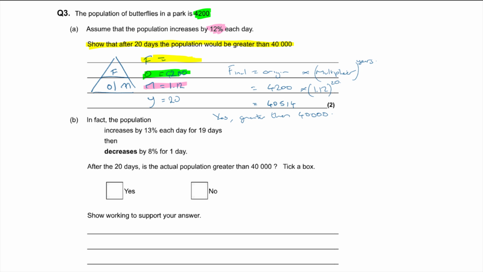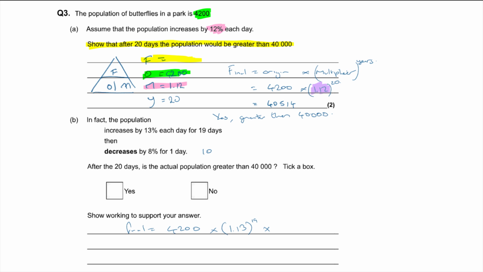Okay, so for this one, if we're going to change this to 13% and reduce the number of days to 19, but then add a final multiplier on the end, we're going to get our final is equal to 4,200 times, rather than 1.12, it's going to be 1.13 for our 13%. Rather than 20, we're going to decrease it to 19, but then add that extra multiplier on the end, which is a decrease of 8%.